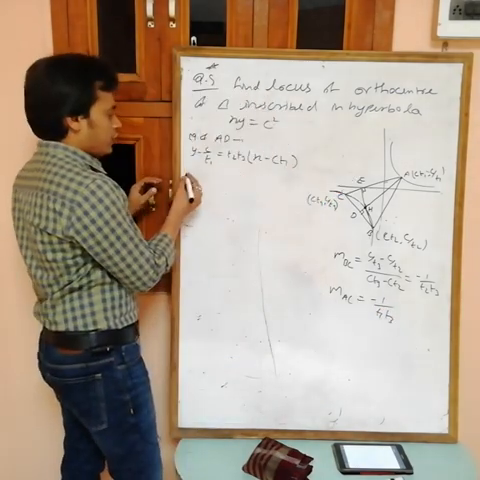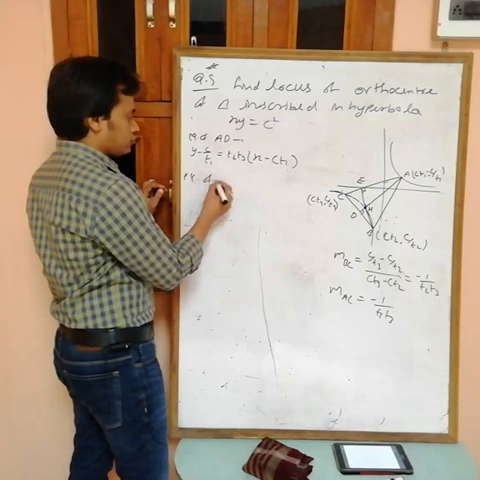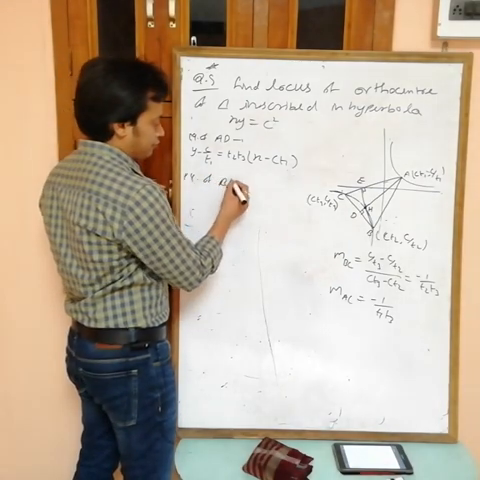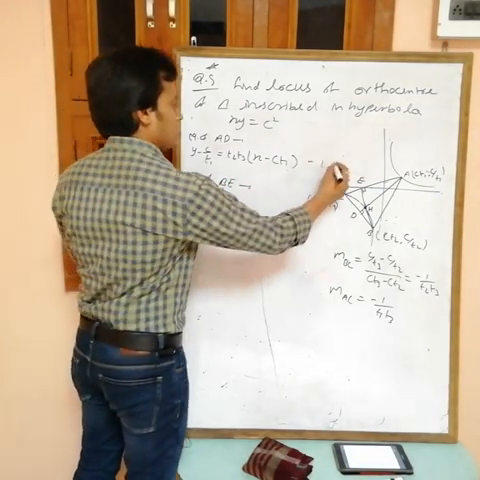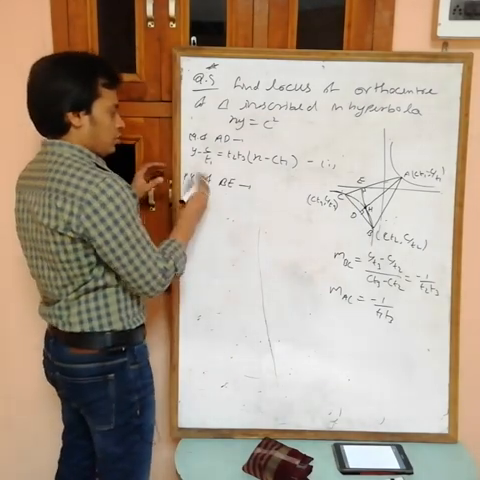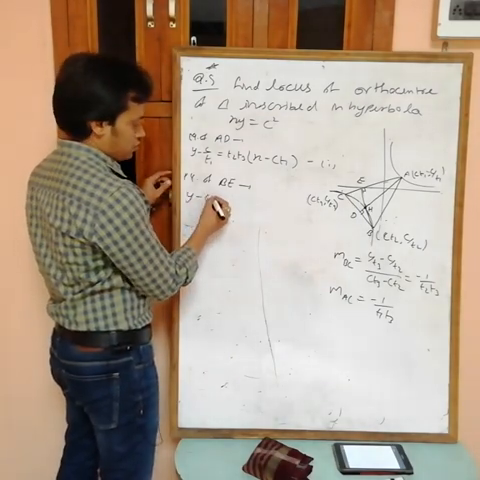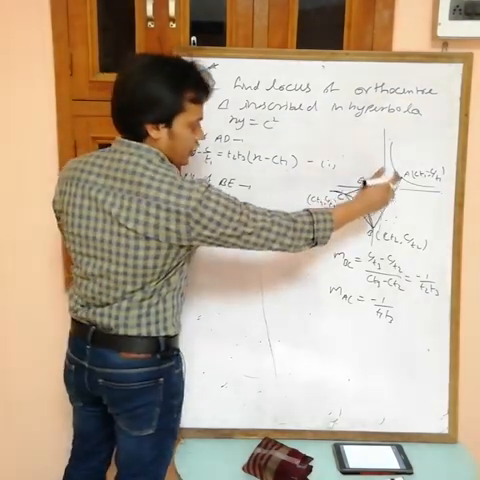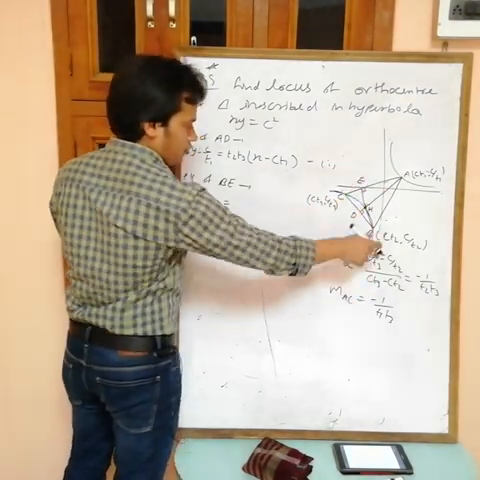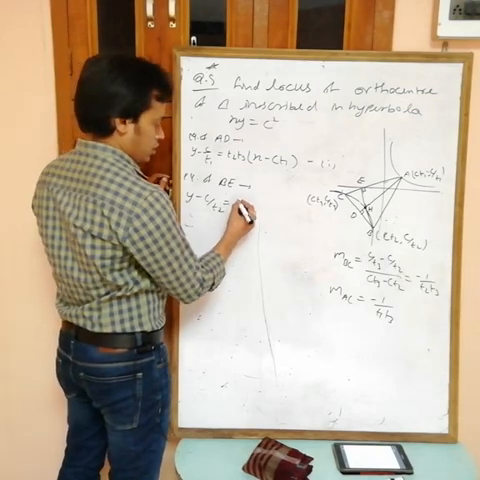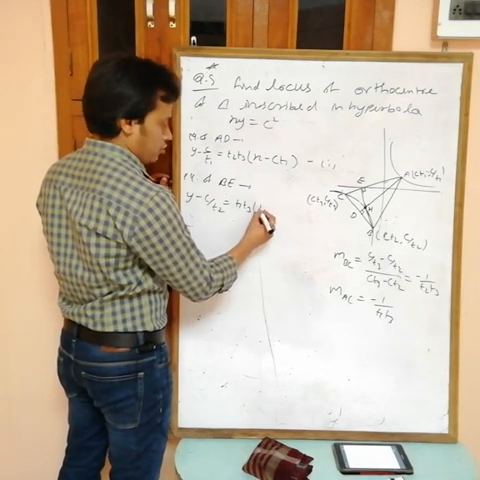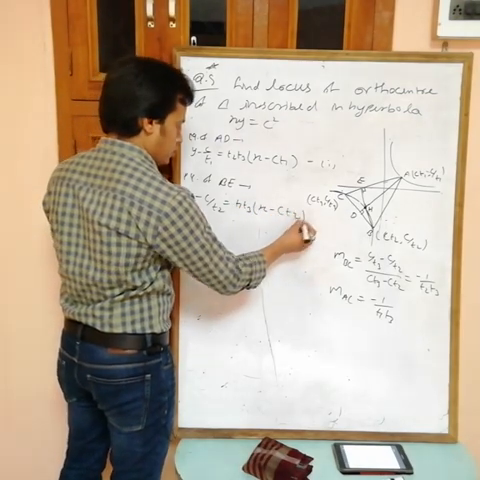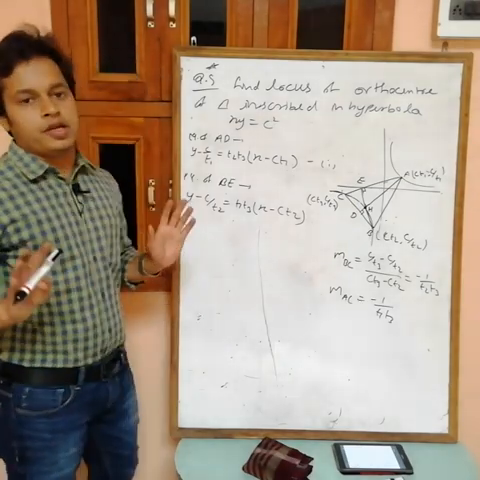Now the equation of BE. This is equation number 1. Y minus y1, C by T2, equals M. The slope of AC is minus 1 by T1 T3, then the slope of BE is T1 T3, into x minus x1, that is CT2. Now solve the first and second equation.